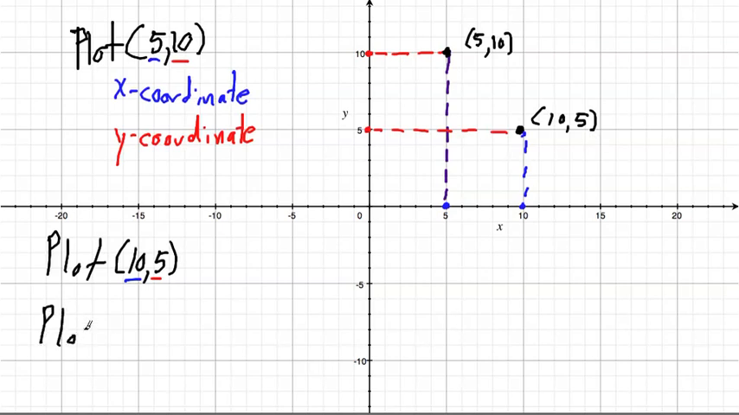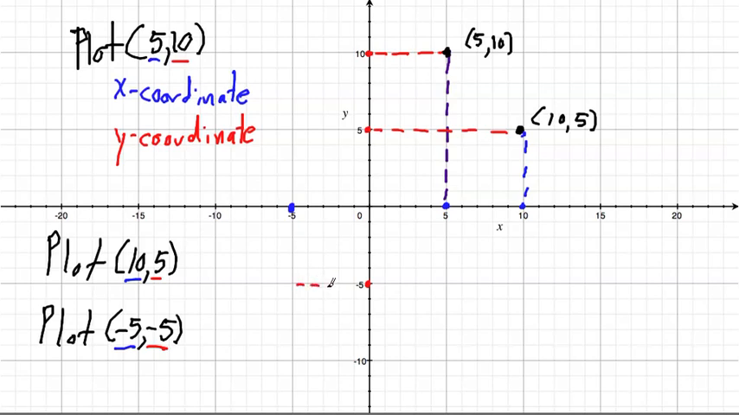Let's say plotting -5, -5, just to make things a little bit simple. So our x-coordinate is -5. Well, since it's -5, we go to the left of 0 and we put our blue dot at -5. And since -5 is our y-coordinate, we go down below the origin to -5, and that is our y-coordinate.